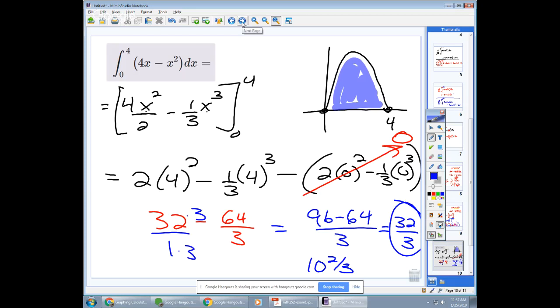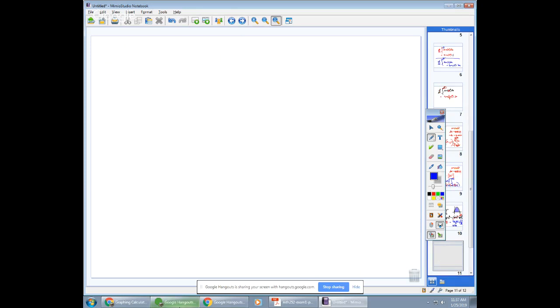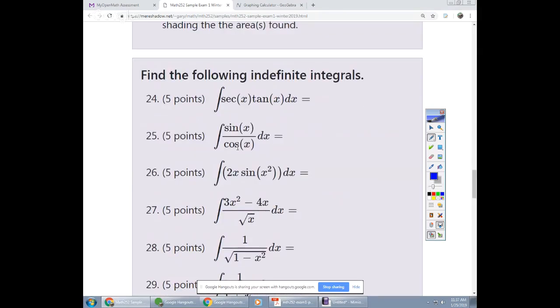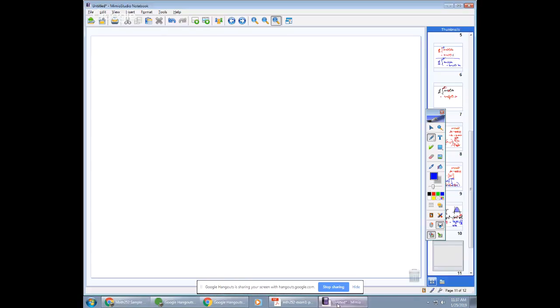All right, next. Sine over cosine. Let's try that one. So this one is an indefinite integral, excuse me.